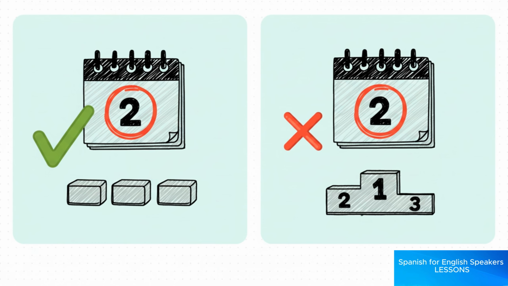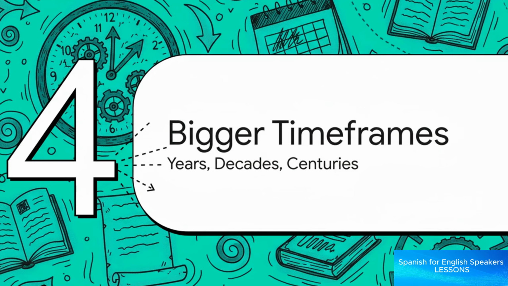Now, this is another huge difference from English that you've got to know. We say things like second, third, 15th. Spanish doesn't do that. It just uses the normal counting numbers, the cardinal numbers, dos, tres, quince. The only time you use an ordinal number is for the very first day of the month. You say el primero de enero for January 1st, but for every single other day, it's just the plain old number.